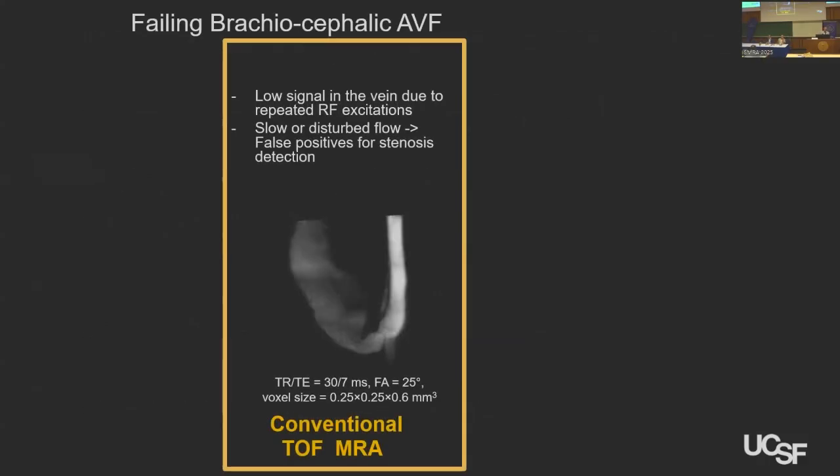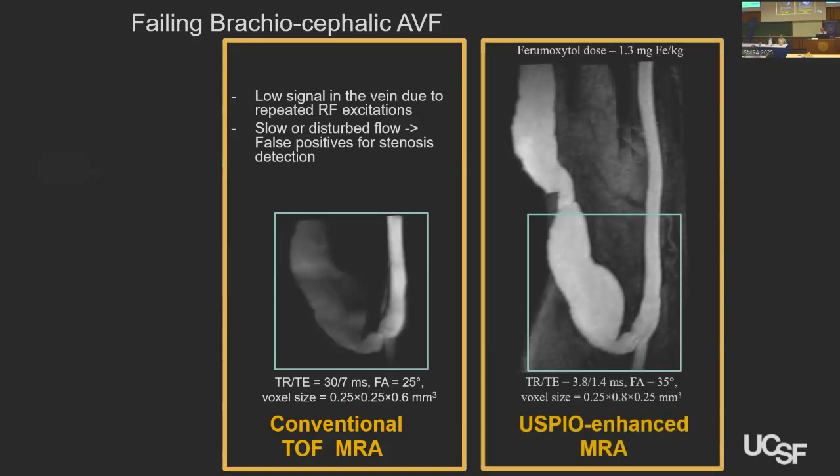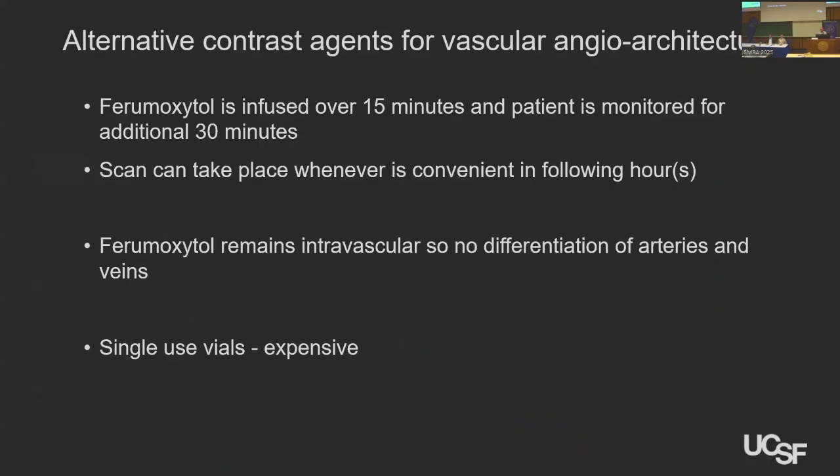This is one of our earlier studies. We were looking at 2D thin slice time of flight at a brachiocephalic arteriovenous fistula. And here with ferumoxytol, clearly the great ability to see more detail, better coverage. It is, however, a single-use vial and relatively expensive.